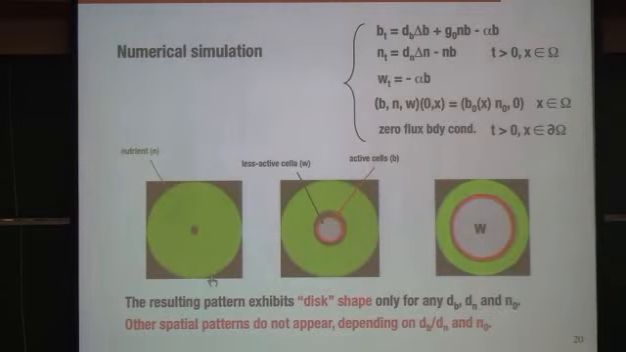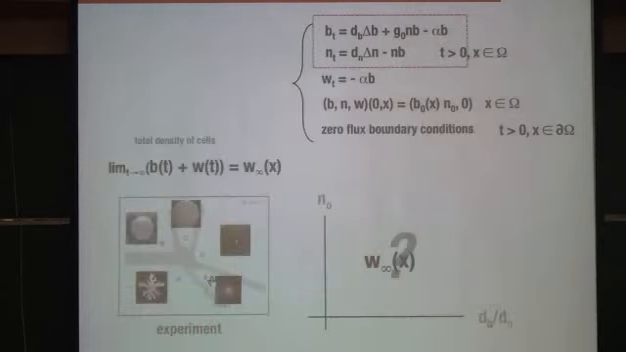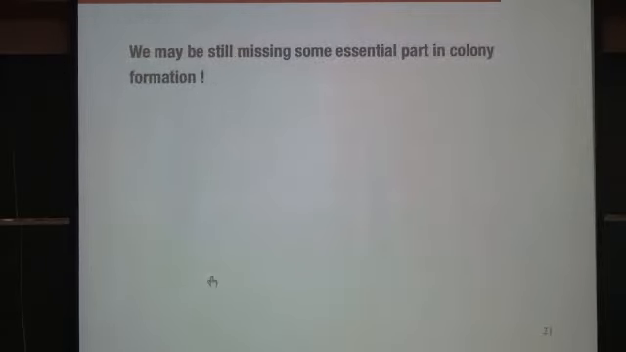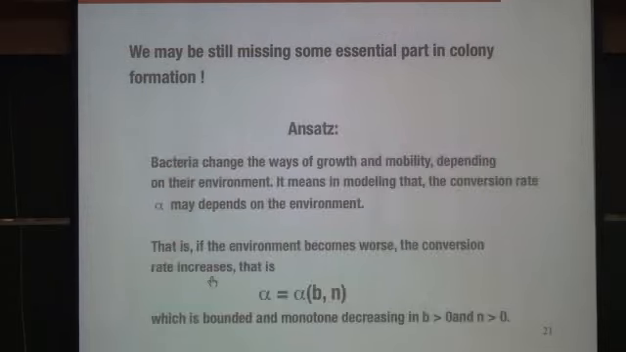So this result is different from the experiment. It means the second model is not right. Unfortunately, what should I do? Yes, we may be missing some information. Then I will show some ansatz. This is just an ansatz, okay?